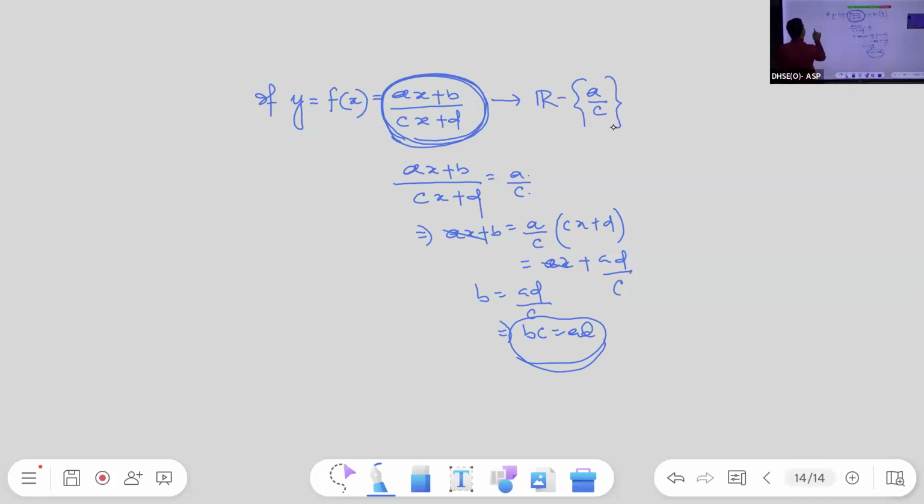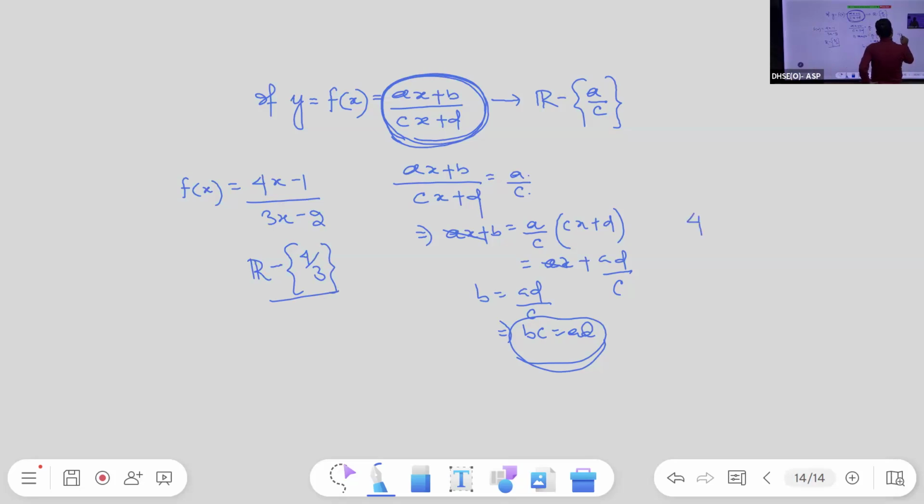Let us come to an example. Suppose f of x is equal to 4x minus 1 upon 3x minus 2. What is the range? The range of the function is R minus 4 upon 3. It can give you any real value except 4 upon 3. Now equate 4x minus 1 upon 3x minus 2 with 4 upon 3.